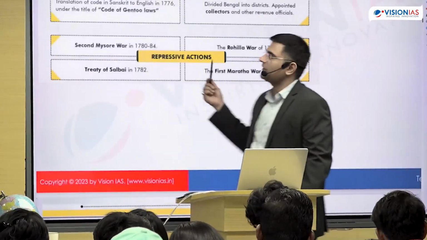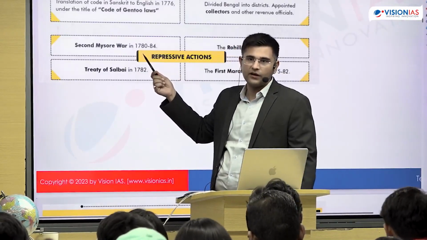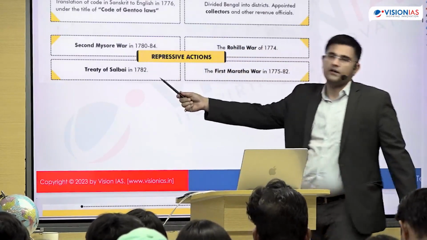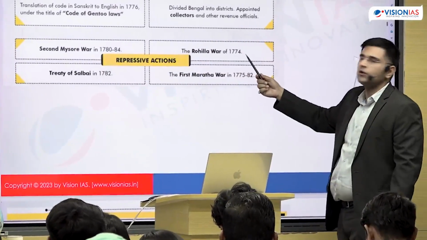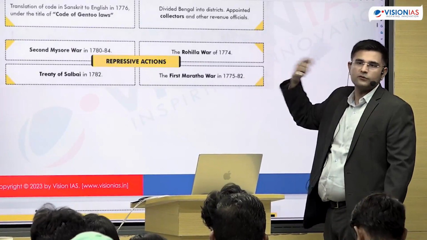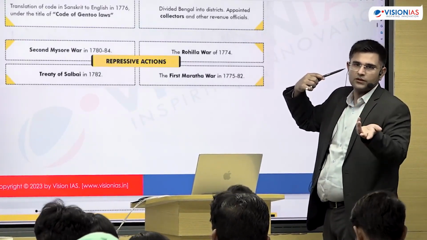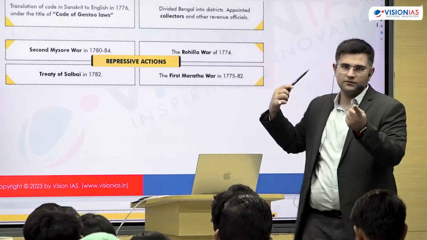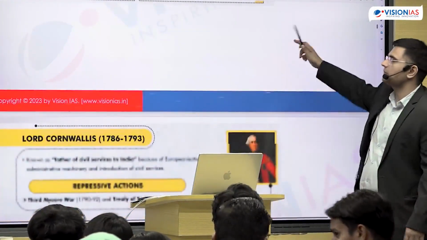Anyways. Repressive actions. So it is during his time period that second Mysore war is taking place, 1780-84. First Anglo-Maratha war also took place during his time period. Rohilla war, as I told you, in 1774, Rohilkhand was annexed. The balance was Kingdom of Rampur. I said this just 2 minutes ago, right? So therefore these are the things which are happening.